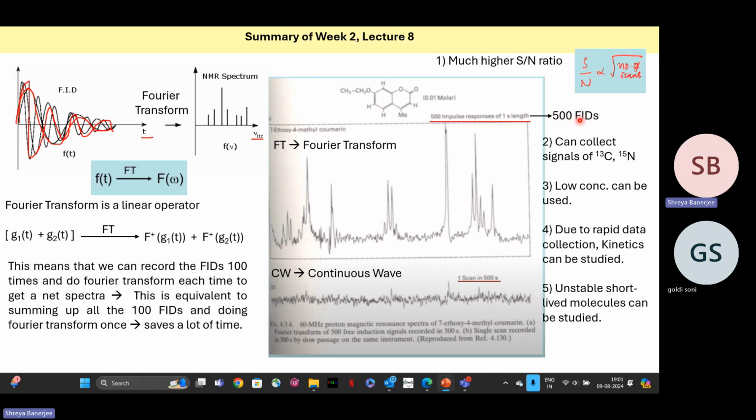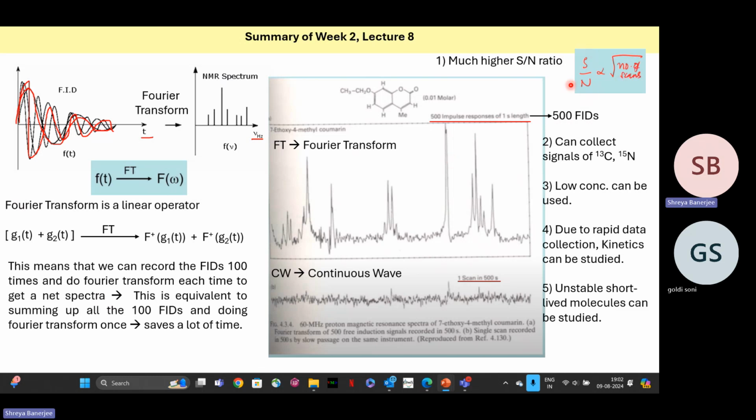Now, if the number of scans are increased, signal to noise will also improve. And so you can see in continuous wave, you cannot distinguish what is signal, what is noise. Everything is coming, signal to noise ratio is very poor. But in this upper spectra, which is the Fourier transform spectra, clearly you can see the signal peak and these are the noise peaks. So signal to noise ratio is also greatly improved because you're able to scan the sample 500 times in just 1 second.